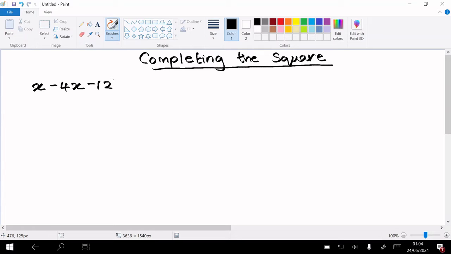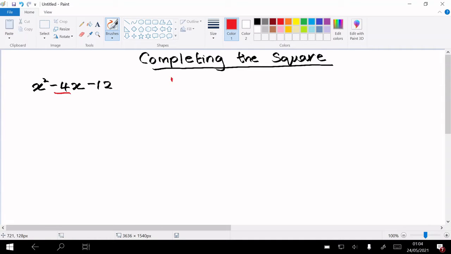So if you want to complete the square for this quadratic expression, the first step is to identify the coefficient of x. So in this case, that is minus 4.